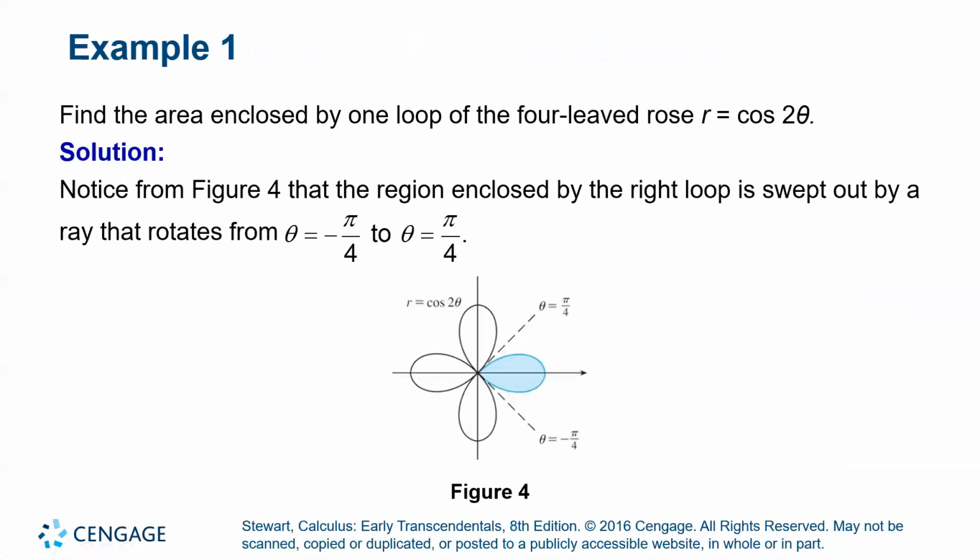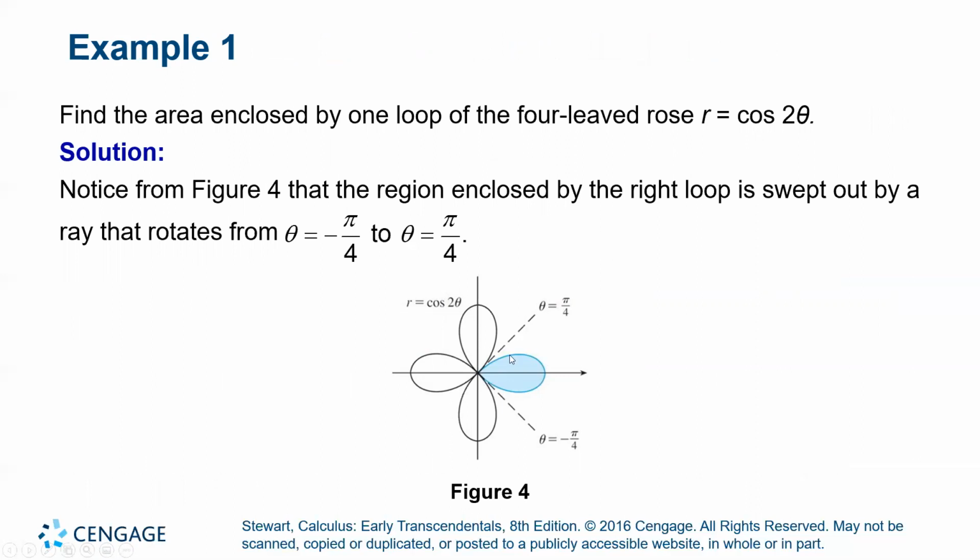So let's look at an example so this makes a little bit more sense. The question says to find the area enclosed by one loop of the 4-leaved rose, which is what we see below, which is r equals cosine 2 theta. Now when they say one loop, they mean what you see in blue here, one single petal of the flower. We just want the area inside of that loop, you could say.